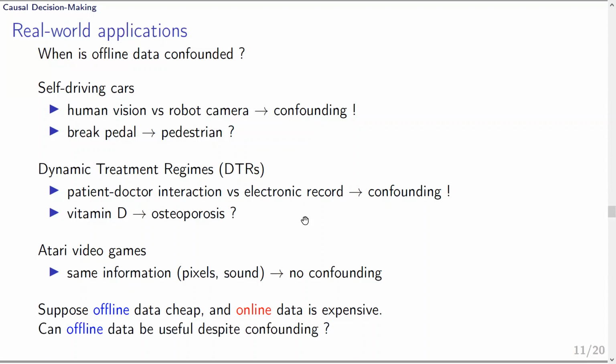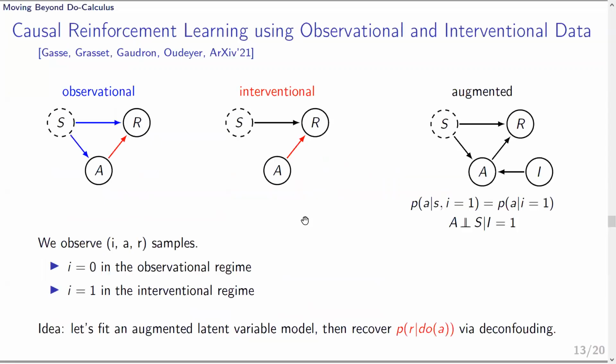And yeah, the question I asked is, can offline data be useful? With do-calculus, you have to ignore it, but do you just have to dump it away? Because you can have billions of data points from self-driving cars, from human drivers. So do you just have to throw it away, or can you use it more? You have to move beyond do-calculus to use this kind of data. That's what we did in this paper that you can find on arXiv. We call it causal reinforcement learning.